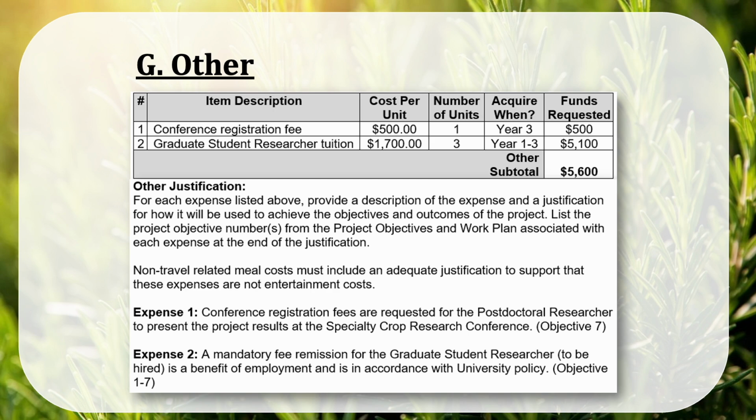As with the other categories in the budget narrative, multiply the cost per unit times the number of units needed to determine the amount of funds requested. The justification explains why the costs are needed and how they relate to the project objectives.